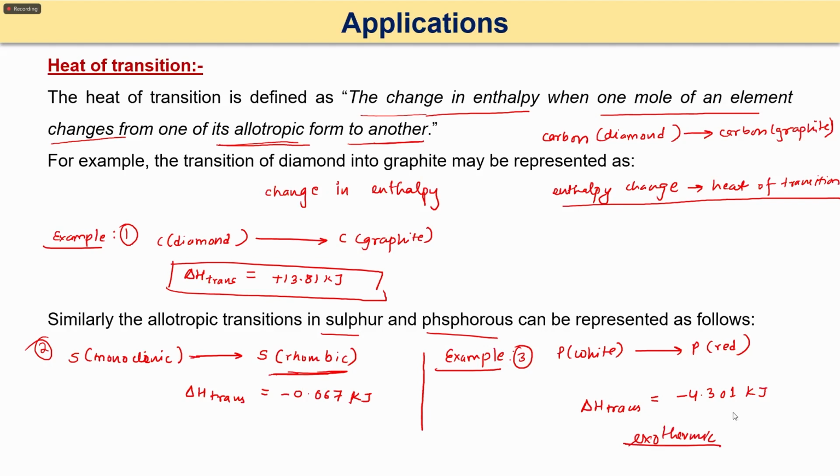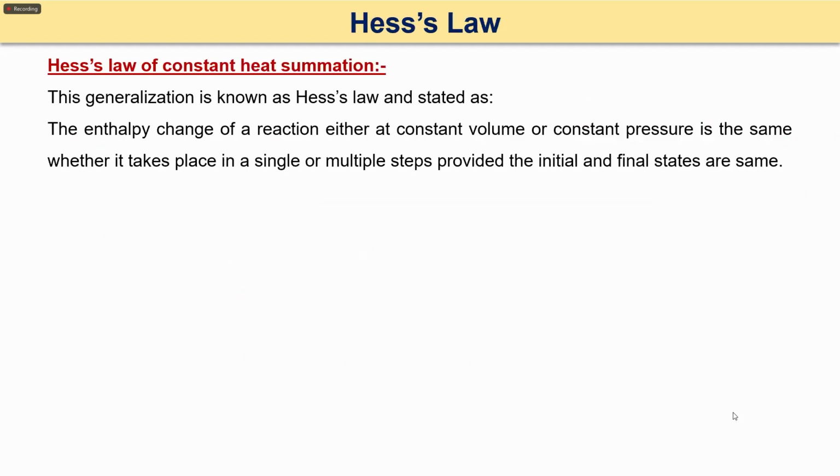Now we have read enough examples of heat of transition. Now let us move on and study Hess's law of constant heat summation. So what is Hess's law? Let us see.